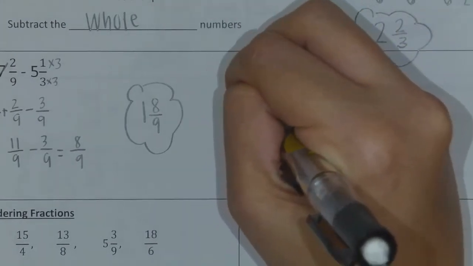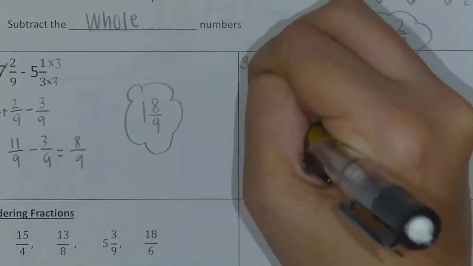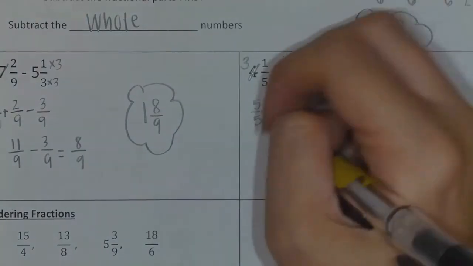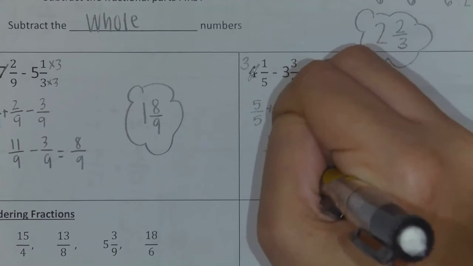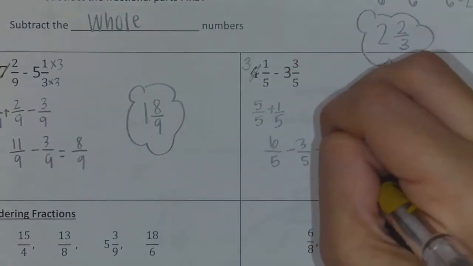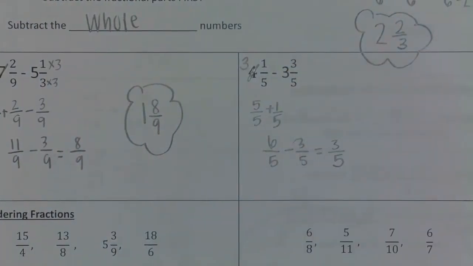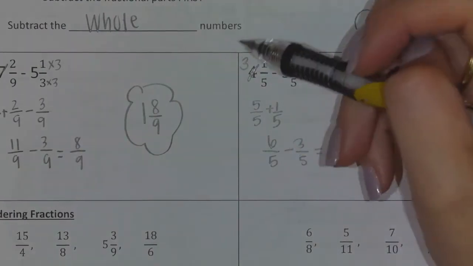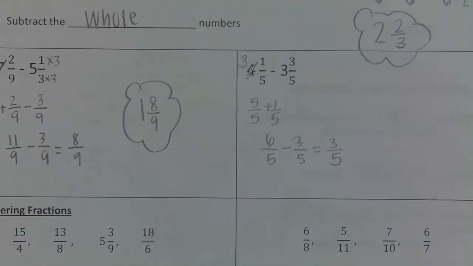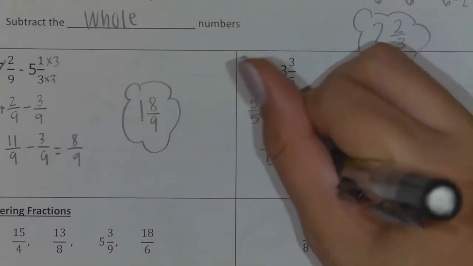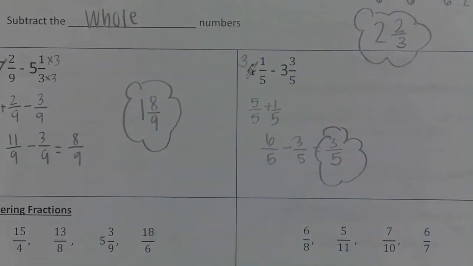I'm going to write this down here. I'm going to add a 5/5, a whole amount, to that 1/5. So it becomes 6/5 minus 3/5. 6 minus 3 gives me 3. My denominator stays the same. And then I need to subtract my whole numbers. That's 3 minus 3, which is 0. And since it would be weird if I wrote 0 3/5, I just get 3/5 for my final answer there.